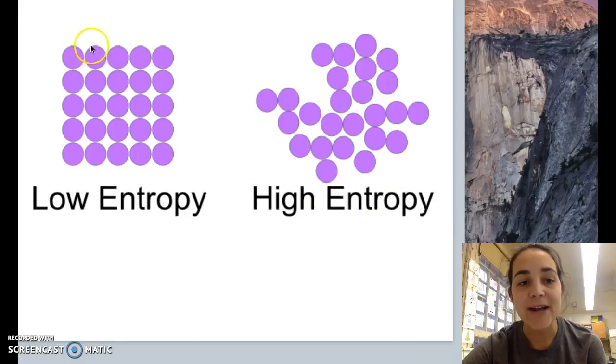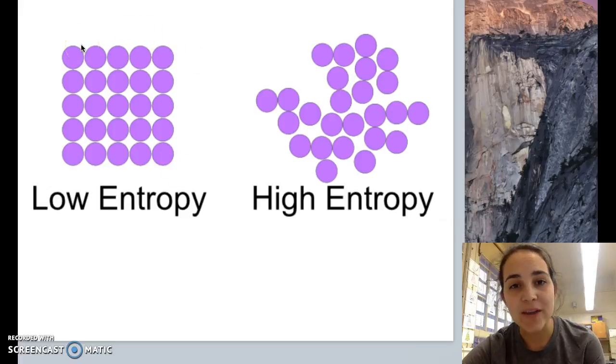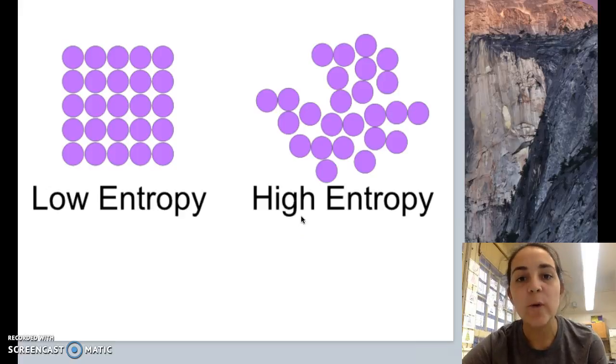So entropy is all about organization. The more organized something is, like these blocks on the side, the lower the entropy. The less organized, the higher the entropy. Entropy likes disorder. So if we say that something has a high entropy, we're saying that it is very disordered, just like these particles here.